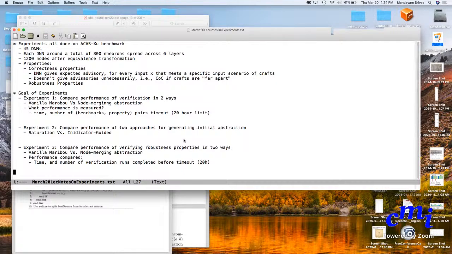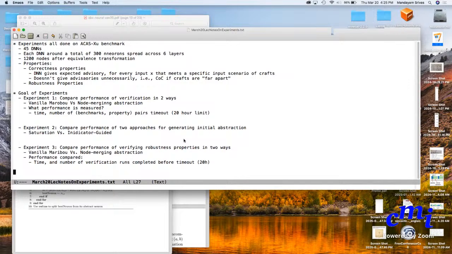Sure. So, experiments: it's the same benchmark that was used for Reluplex, the ACAS XU benchmark. Like I said, it had 45 DNNs, each of them producing advisories for some set of input scenarios of the aircraft positions. The rough size of each of those networks is 300 neurons across 6 layers. After the equivalence transformation, the networks had 1200 neurons.